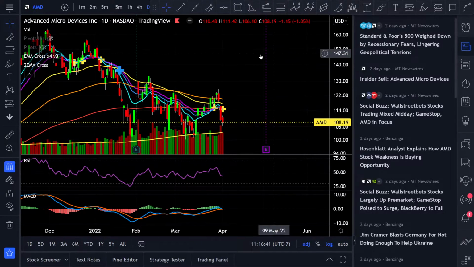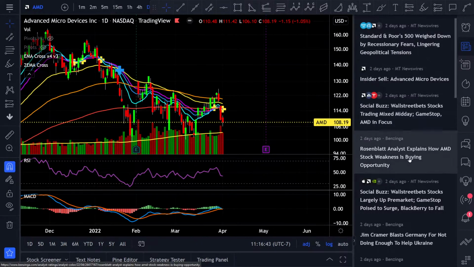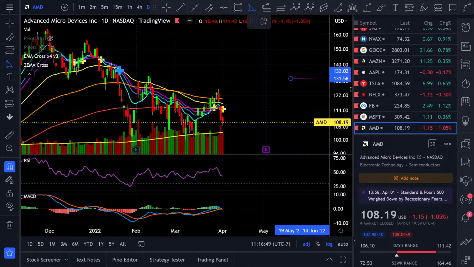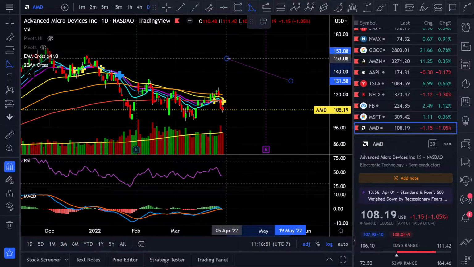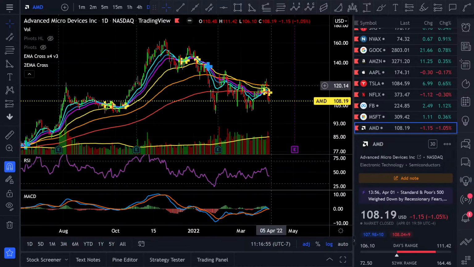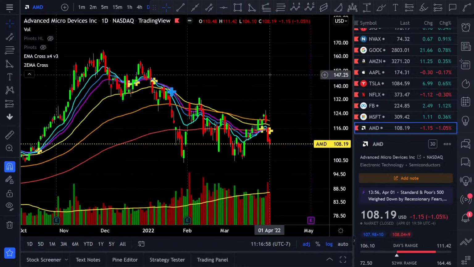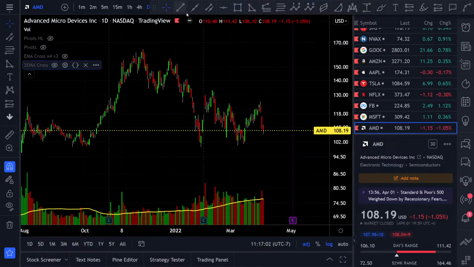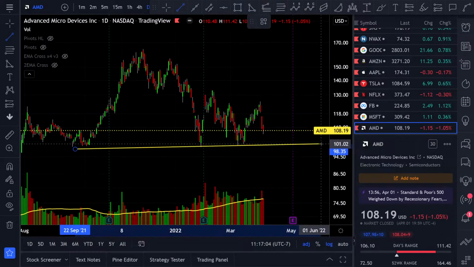AMD, right? I think AMD got downgraded. I could be wrong about that, but it was either AMD or NVDA. One of these got downgraded by a big analyst firm, and that could be why it pulled back. If you notice with AMD, it didn't really rally as strong as the other stocks.